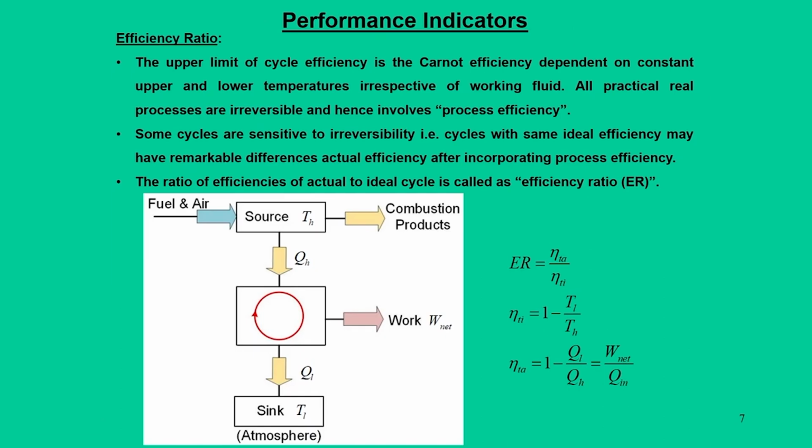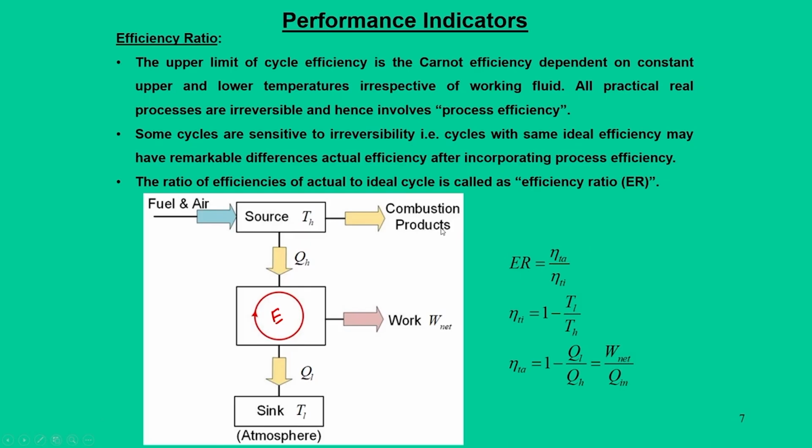Now, using this concept, we will move further to find out different performance indicators for vapor power systems. The first performance indicator is nothing but the efficiency ratio. Again we revisit the same Carnot cycle, where the engine is operated through a cyclic device, and it takes QH amount of heat and rejects QL amount of heat. But in the source, how is this QH coming? QH is coming from the fuel-air mixture which is supplied at the source, and side by side it gives the combustion products.